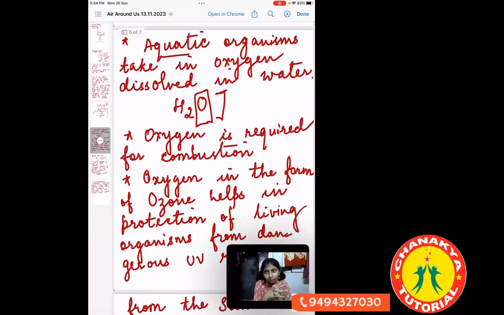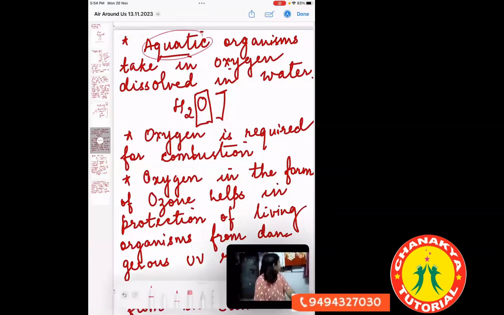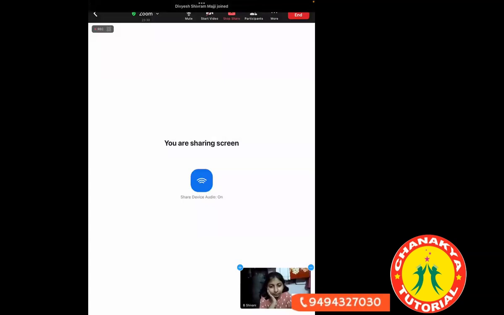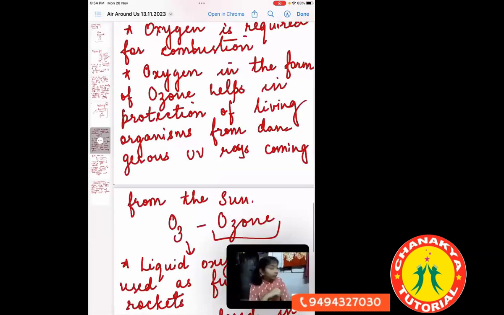Then aquatic organisms are those organisms which are present in the water. They cannot take oxygen directly. So whatever water is present there, they will use the oxygen in the dissolved form. Always the dissolved form of oxygen will be used by the aquatic organisms.